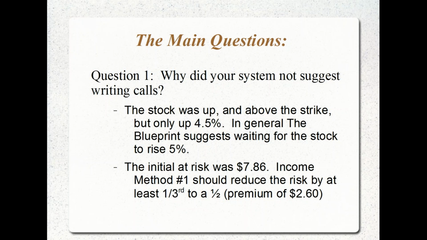Okay, so it's not just sell a call whenever the stock is up. It's not just sell a call for any premium. To maximize the value, the income methods that are used are outlined in the blueprint. We want to make sure that we're receiving at least a third of our initial at risk. When we use income method number 1, selling a call, we want the stock to be at least up 5%. And we don't want to go more than 40 or so days out in time. We want to keep it in the shorter time frame to follow the 3 core principles of radioactive trading.